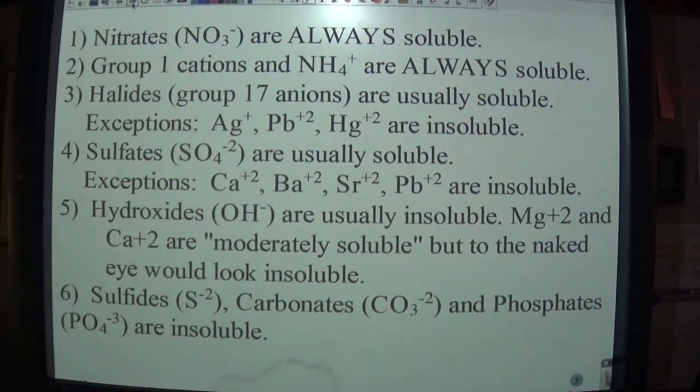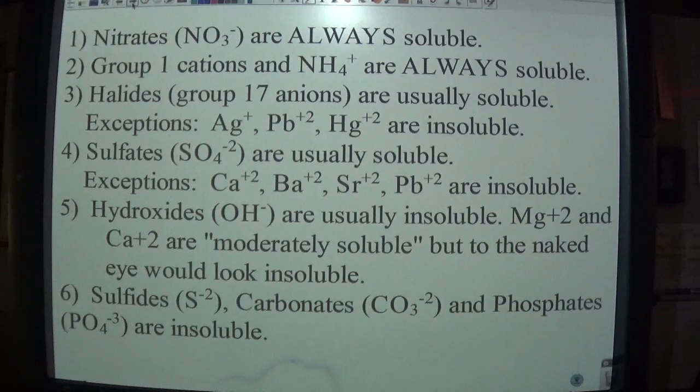The exceptions, there are 3 major exceptions for our class, and those are silver, lead, and mercury with those charges. Silver +1, lead 2+, and mercury 2+ ions. If those react with chlorine, bromine, or iodine, they are going to be insoluble. They will precipitate out. They will be solids. So we're not talking about Ag, Pb, and Hg by themselves, but when those 3 elements, silver, lead, and mercury, react with a group 17 anion, they will precipitate out.